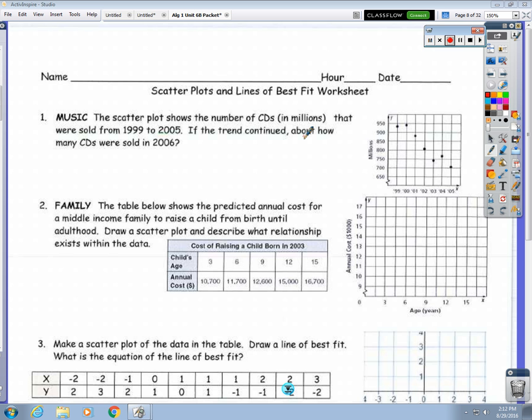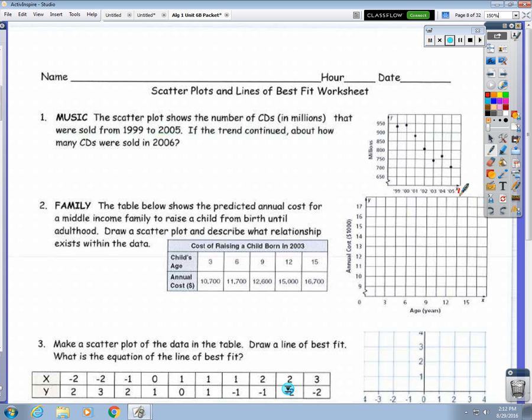sold from 1999 to 2005. If this trend continued, about how many CDs were sold in 2006? Okay, well, let's look at the x-axis. The x-axis is all what? What does it represent? Years. So where would 06 be?